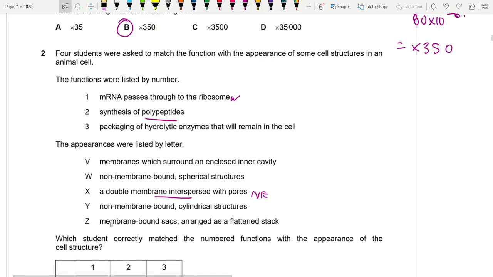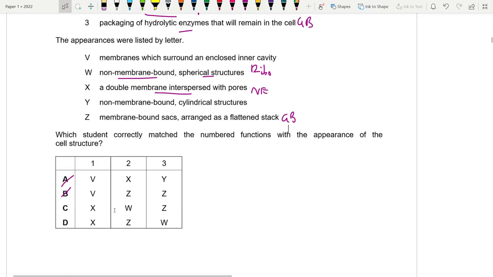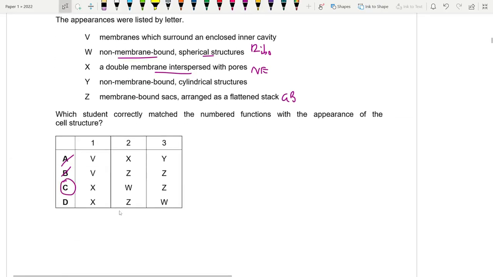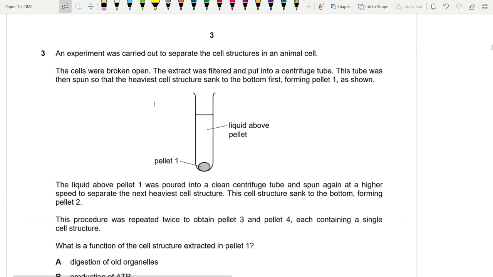Synthesis of polypeptides. This is the ribosome. It's a non-membrane bound spherical structure. Packaging of hydrolytic enzymes. This is the Golgi body. We had this in paper 1.1 as well. So the last one is actually Z, so 2 is actually C. And the second one is ribosome W. What about the other ones? This is the centriole. It's in charge of making the mitotic spindle, if you recall. And this is basically the smooth ER. Synthesis of lipids, 3.